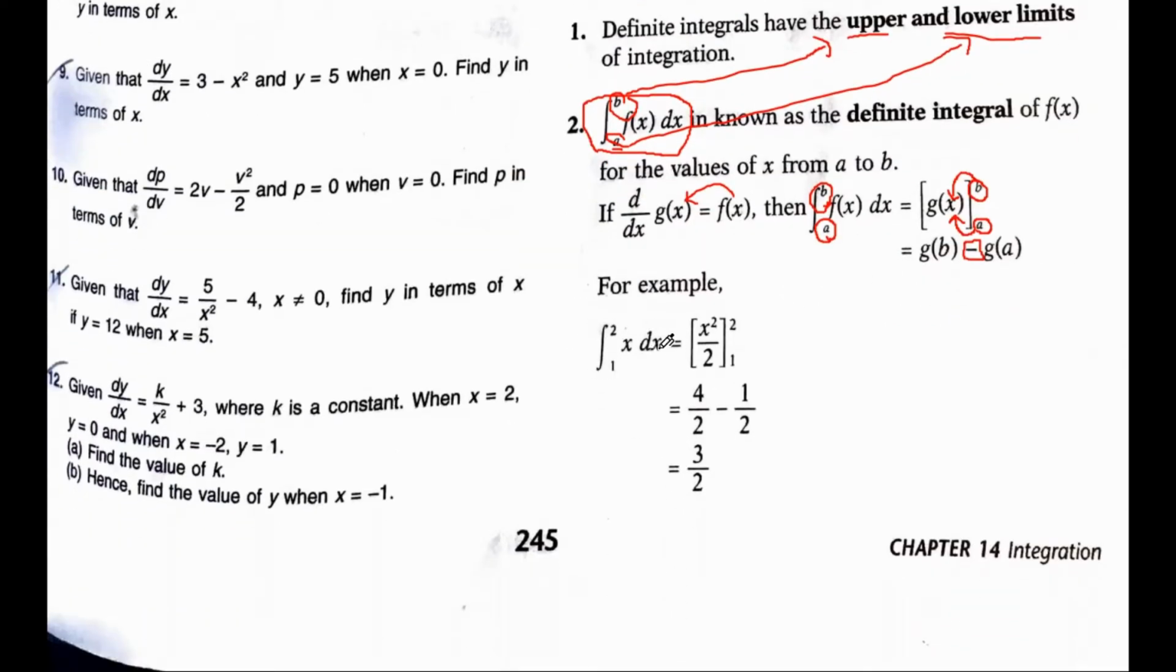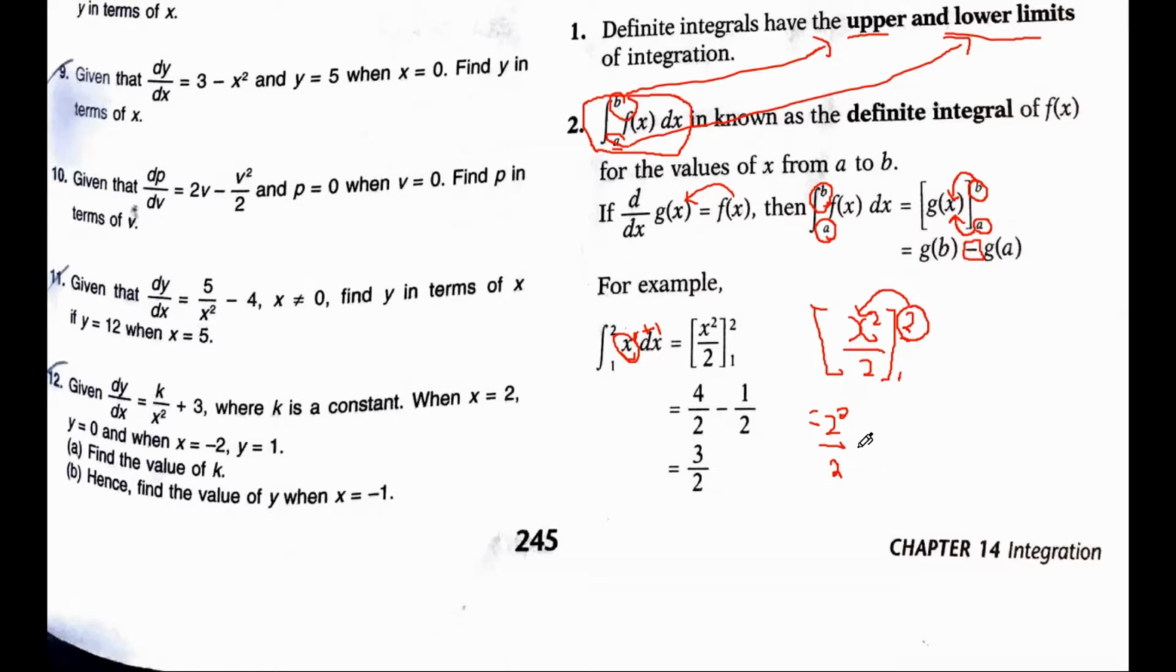Integrate x in terms of x from 1 to 2. Okay, so we do the normal integration first. Integrate x. Okay, this is power 1. So when we integrate it, we add 1 to the power. So we have x power 2 over the new power, which is 2. Then we are given the limits from 1 to 2. So don't forget to write from 1 to 2. We just have to substitute the upper limit for x here. Then you will have 2 squared over 2.